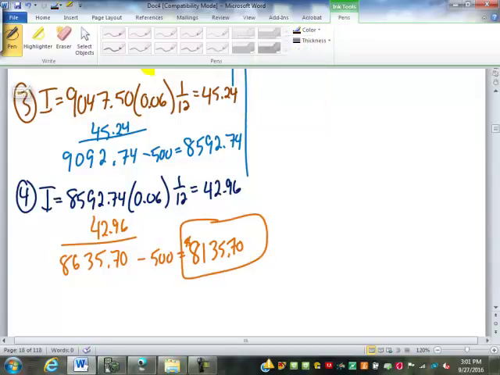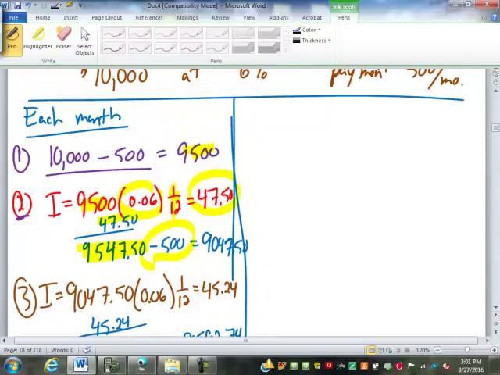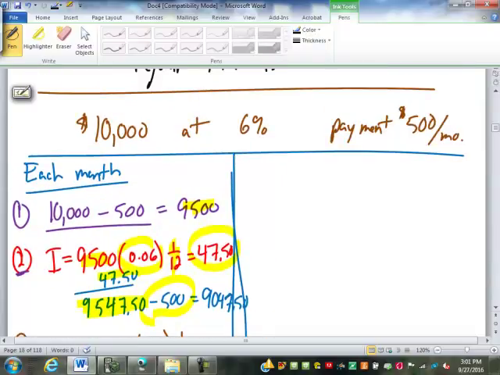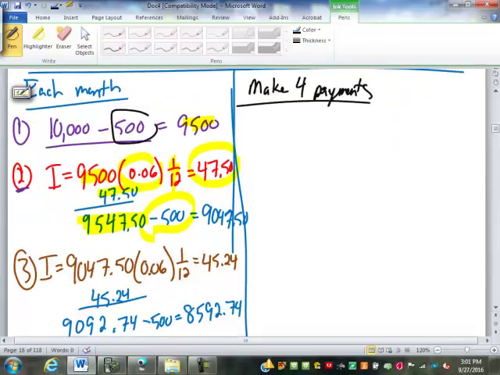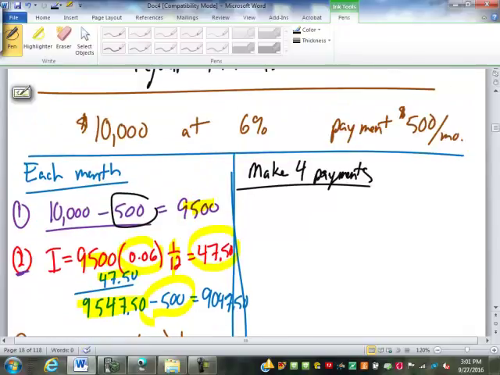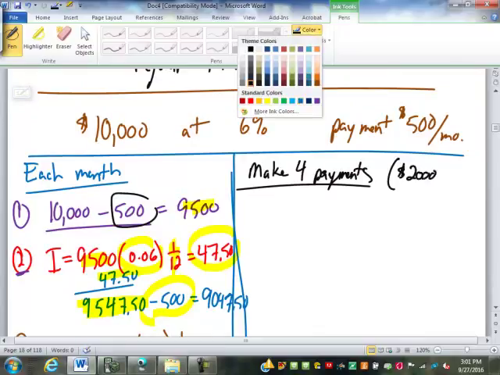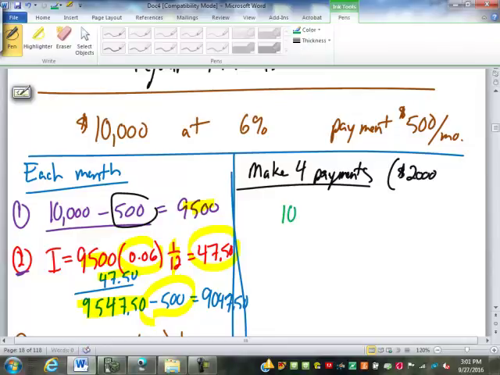Now, what I want to do on the other side over here is I'm going to make 4 $500 payments right away. That's what we did over here, was we made 4 $500 payments, but each time we figured in the interest. Here we're going to make 4 of those payments right away. In other words, it's going to be $2,000, right? So $10,000 minus the $2,000 in payments, it's $8,000.